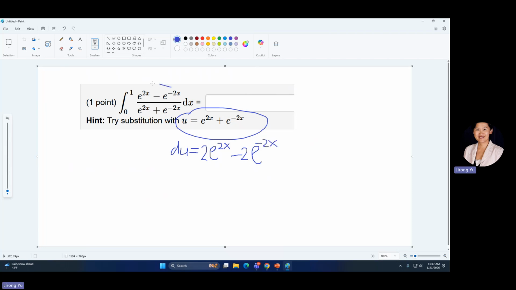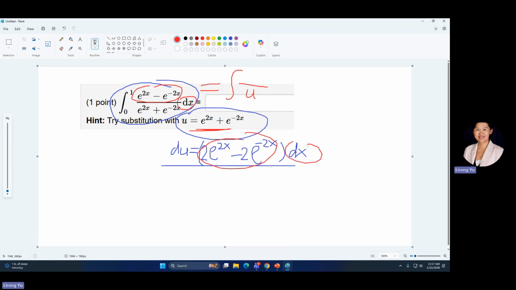So basically this original question after substitution, we should multiply by du. This is multiplied by dx. So that's our du. This original question becomes: the denominator is u because of the u substitution. The numerator is this one times this one, which is exactly this too. So that is really the du. So the numerator equals du, and the denominator is u. Right, that's really an integration of 1 over u.